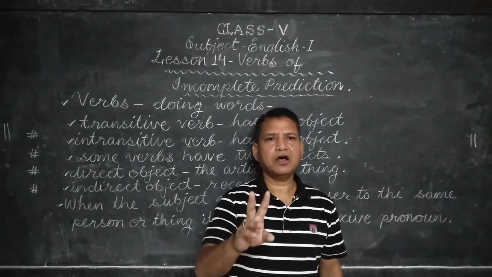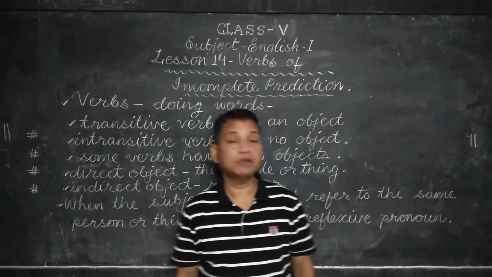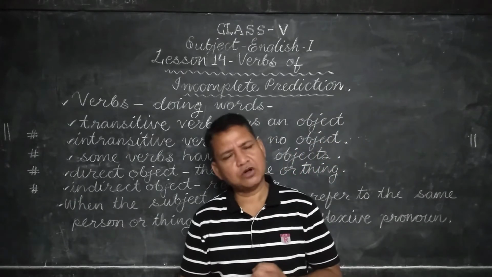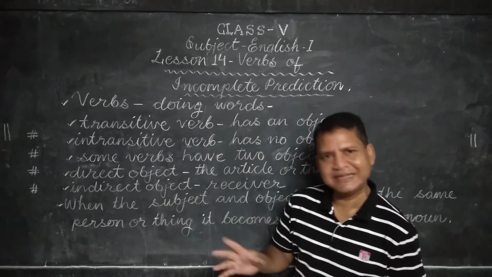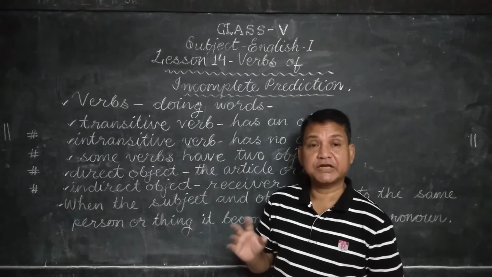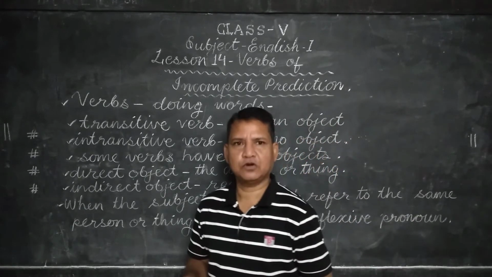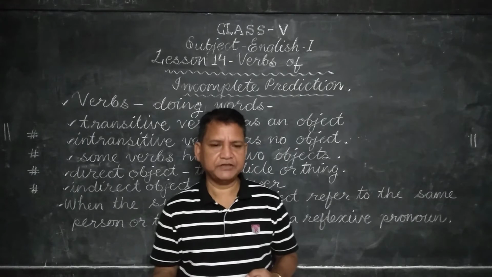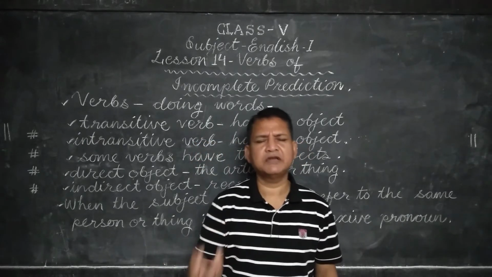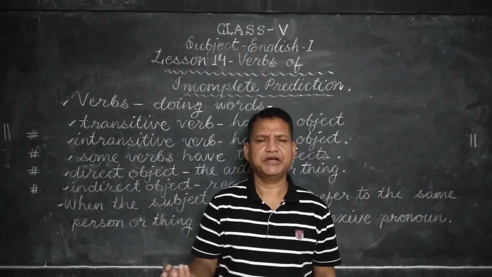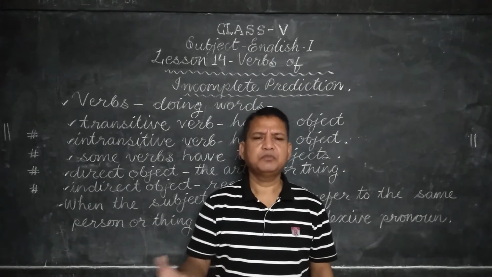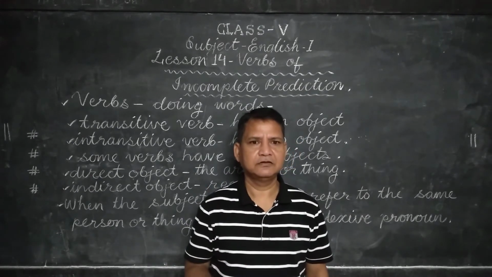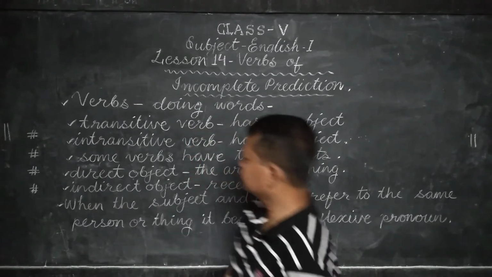Now objects are of two types: direct object and indirect object. A direct object is something or some article. And the indirect object is the person who is receiving or hearing. It's called indirect. Let's see in the examples.